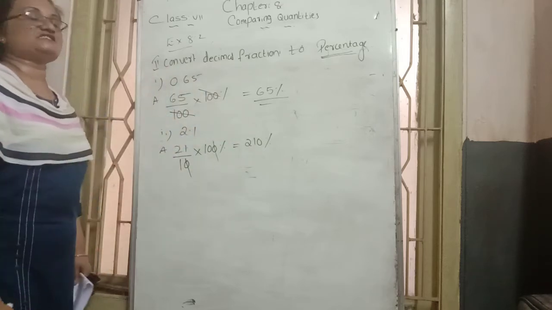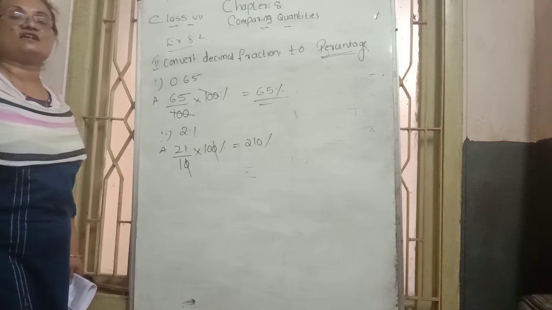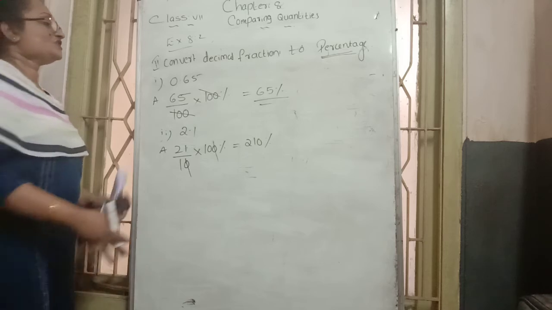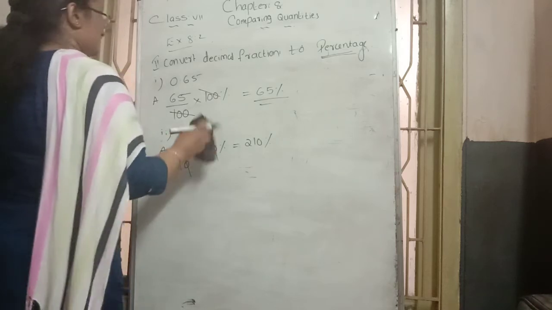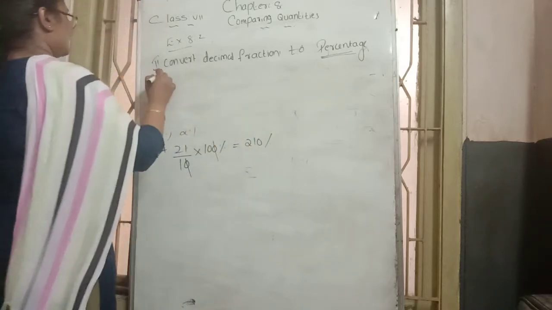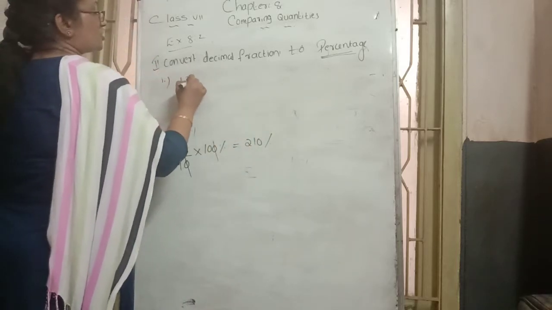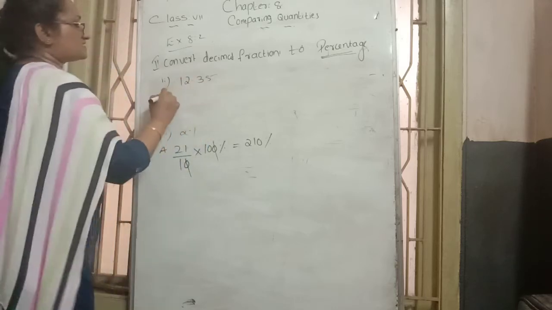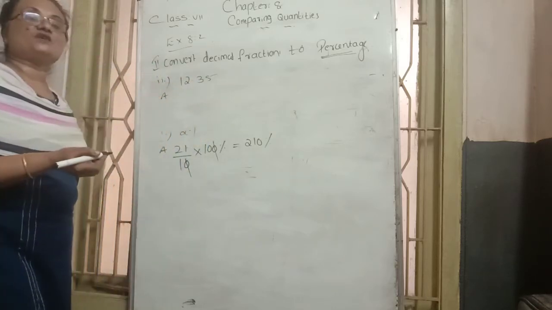So 210 percentage becomes the 2.1 decimal number. Then next, one more question. Here, the third question is about 12.35. Convert this decimal number to a percent.